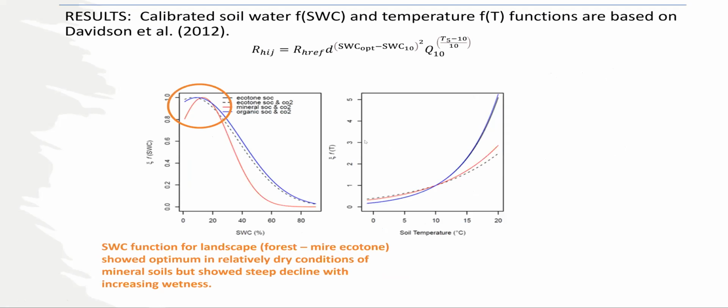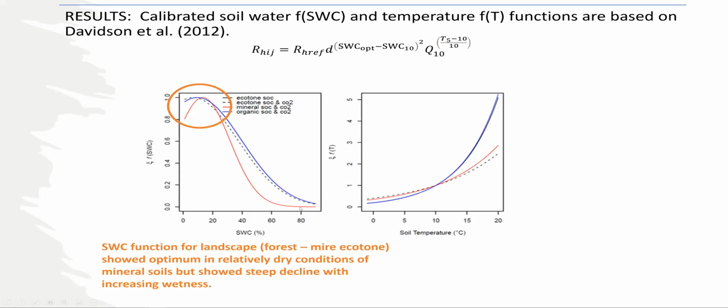Okay, and so yeah, this is a very simple approach, and I'm also not sure why it has not been done before, but basically we took from the literature the Davidson et al. 2012 DAMM model, the dual Arrhenius Michaelis-Menten model, that can also be represented quite well by this very simple empirical function, which is basically a bell-shaped function of soil moisture and an exponential function for soil temperature.